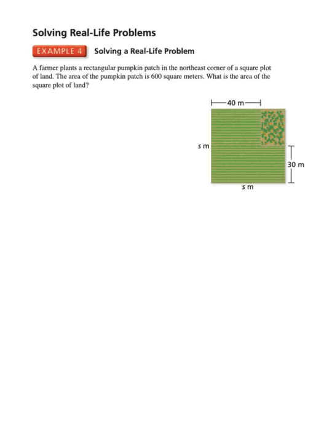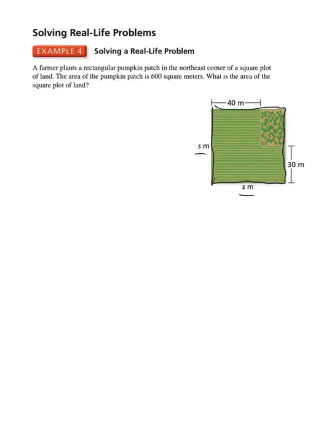Anyway, a farmer plants a rectangular pumpkin patch in the northeast corner of the square plot of land. The area of the pumpkin patch is 600 square meters. What is the area of the square plot of land? So they want to know what the area of this huge square is. Of course, in the real world, I guess you just go out and measure it and apply the formula, length times width. Well, this is a square, and so it's S meters times S meters. That's not a 5. And so the question is, how can I find out what S is?